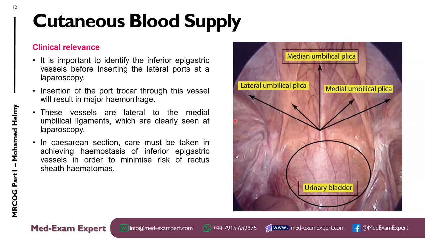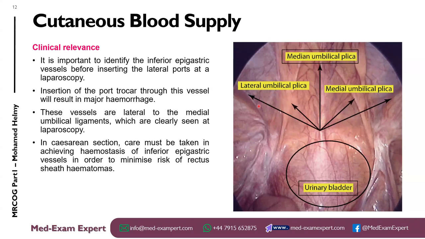So we should identify the medial umbilical ligaments, and then the lateral umbilical ligaments, and we have to avoid the lateral umbilical ligaments because they will result in injury of the inferior epigastric artery during the lateral ports or the side ports of the laparoscopy.